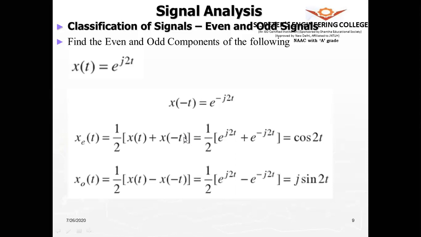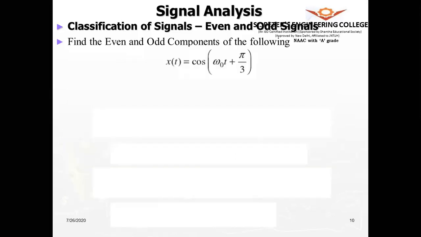Similarly, what is the odd component? You will get j sine 2t. So therefore, this signal is a complex exponential which has sine and cos. Cos is an even term and sine is an odd term. So therefore, we have found the even and odd components of this signal x of t given in the function form.